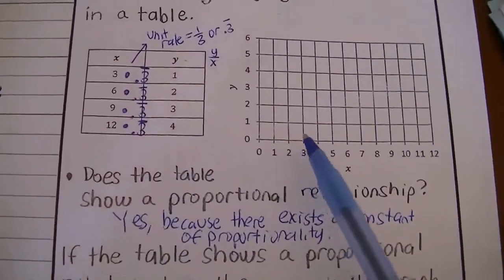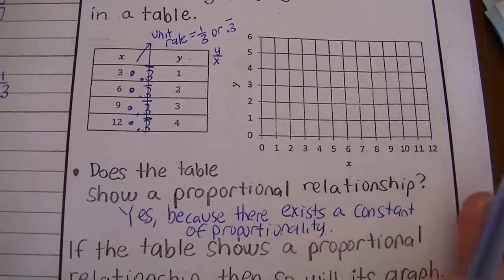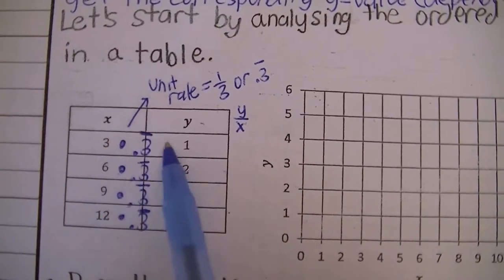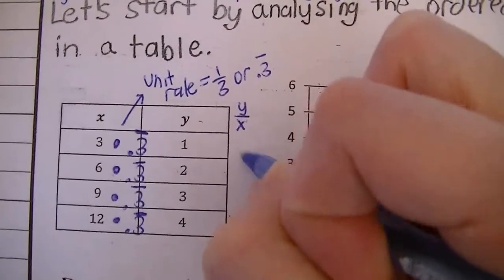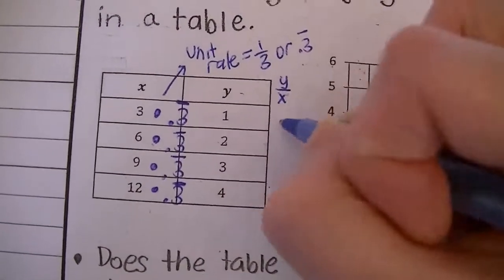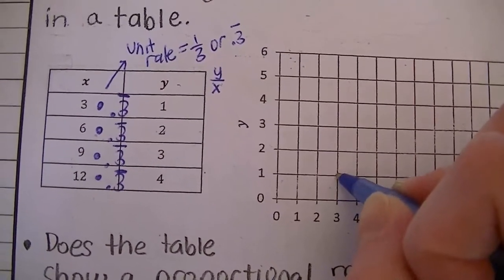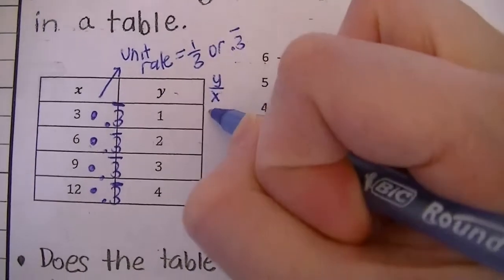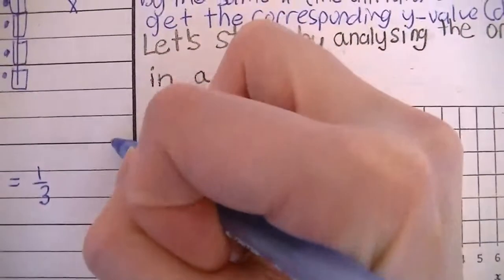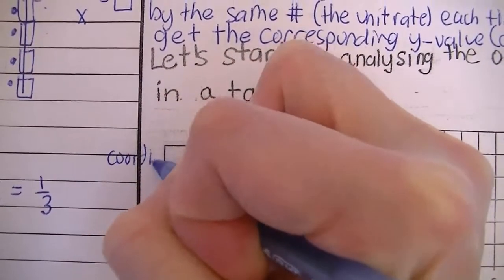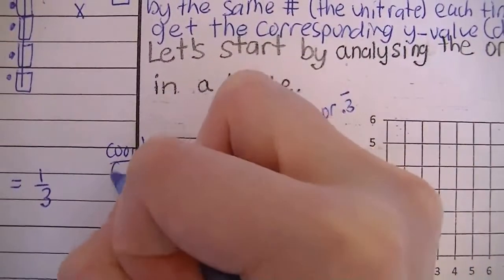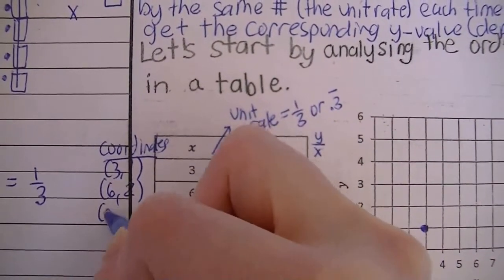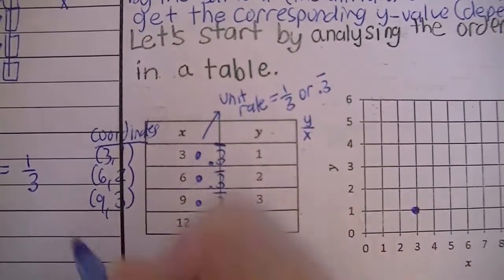Okay? So now we're going to go ahead and plot these ordered pairs onto this graph. Your first ordered pair, like when you plot points, this is really 3, 1. So x is 3, y is 1. There's your first ordered pair. The next ordered pair is 6, 2. I'm going to write this to the side so that you can see it. These are the coordinates, or points, in a format that you're more familiar with from the work we've done in class. You've seen ordered pairs like this.